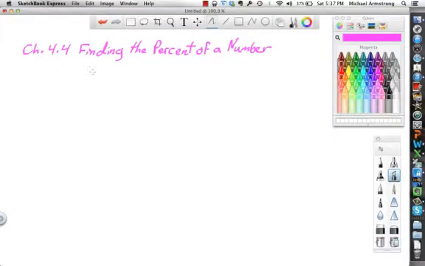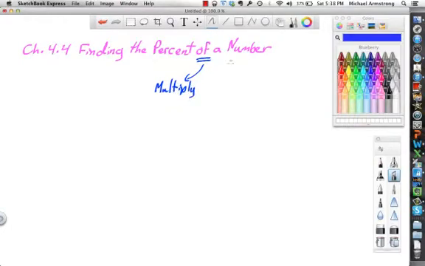Okay, chapter 4.4, finding the percent of a number. There's a couple of key things here we're going to talk about. We'll practice a little bit. This word right here is possibly the most important one. Whenever we say the word "of" in mathematics, usually we mean to multiply.